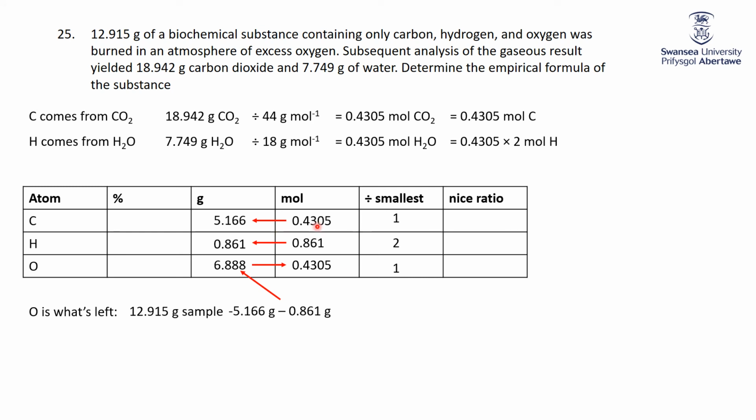0.4305 divided by 0.4305 is 1. 0.861 divided by 0.4305 is 2. 0.4305 divided by 0.4305 is 1. So thus the ratio CH2O. More examples of this, as I said, will appear in the A-level stoichiometry worksheet.